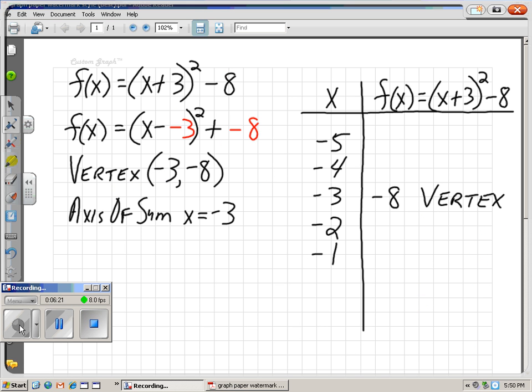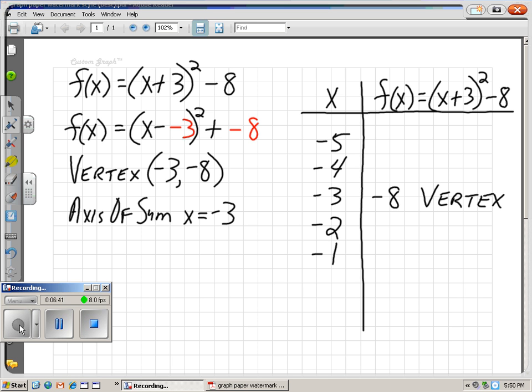Alright, here's what we had so far. We had the original function, x plus 3 squared minus 8, which we changed to x minus negative 3 squared plus negative 8. I've got negative 3, negative 8 in red because that turns into our vertex, negative 3, negative 8, and our axis of symmetry x equals negative 3. Now, we need to graph it.